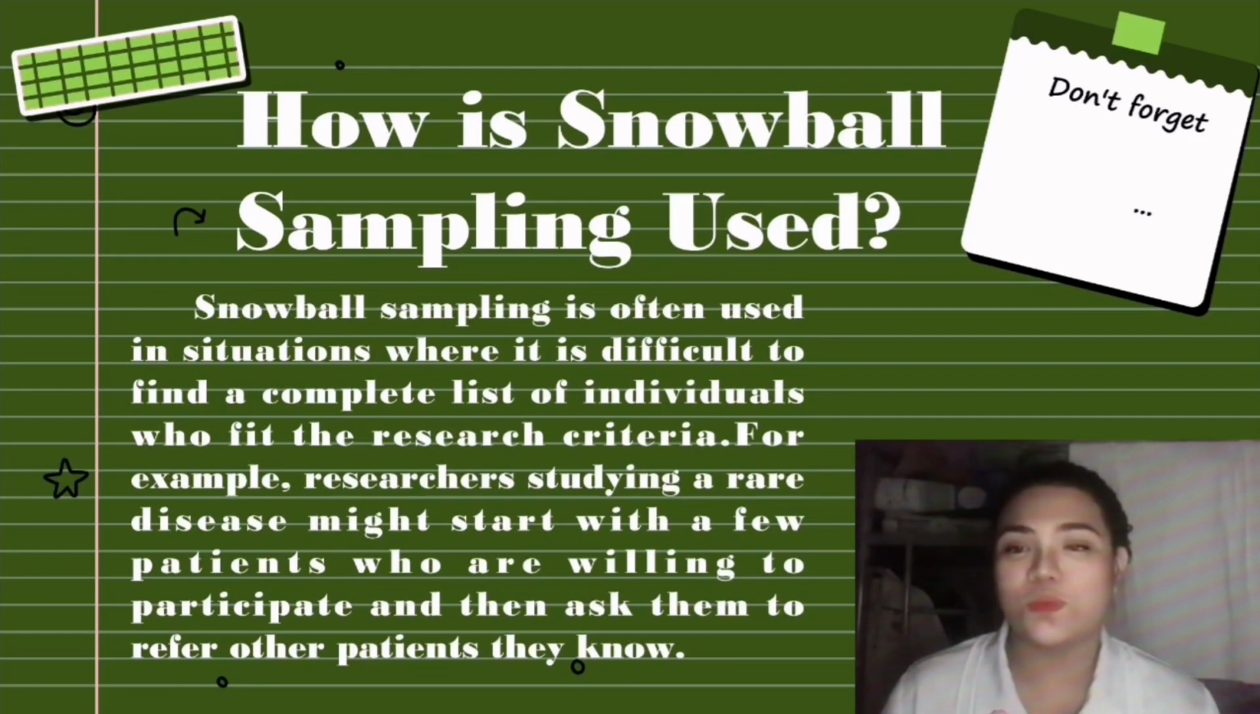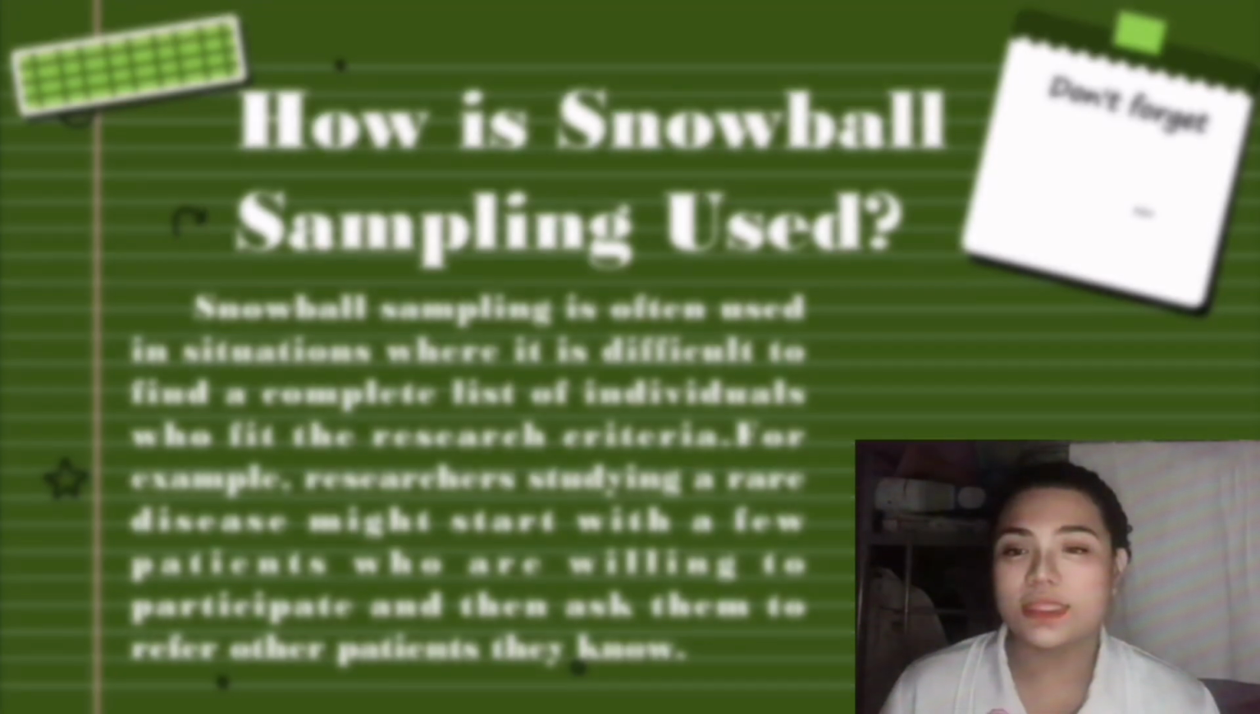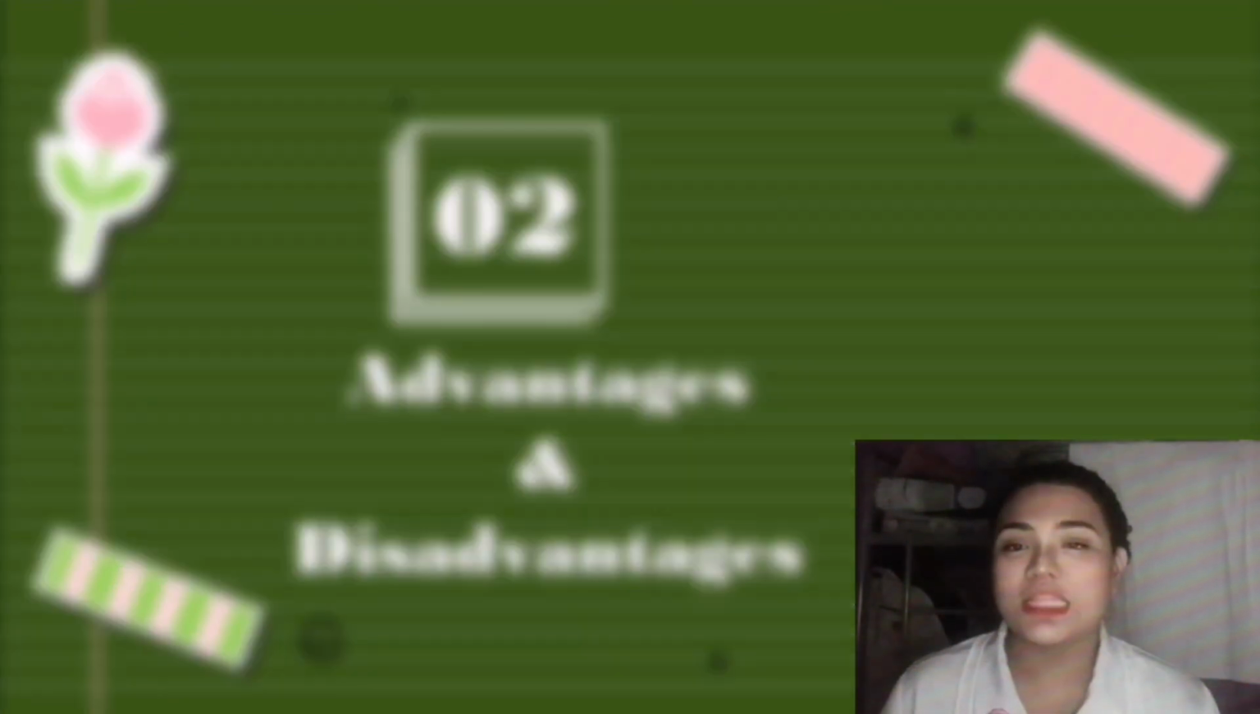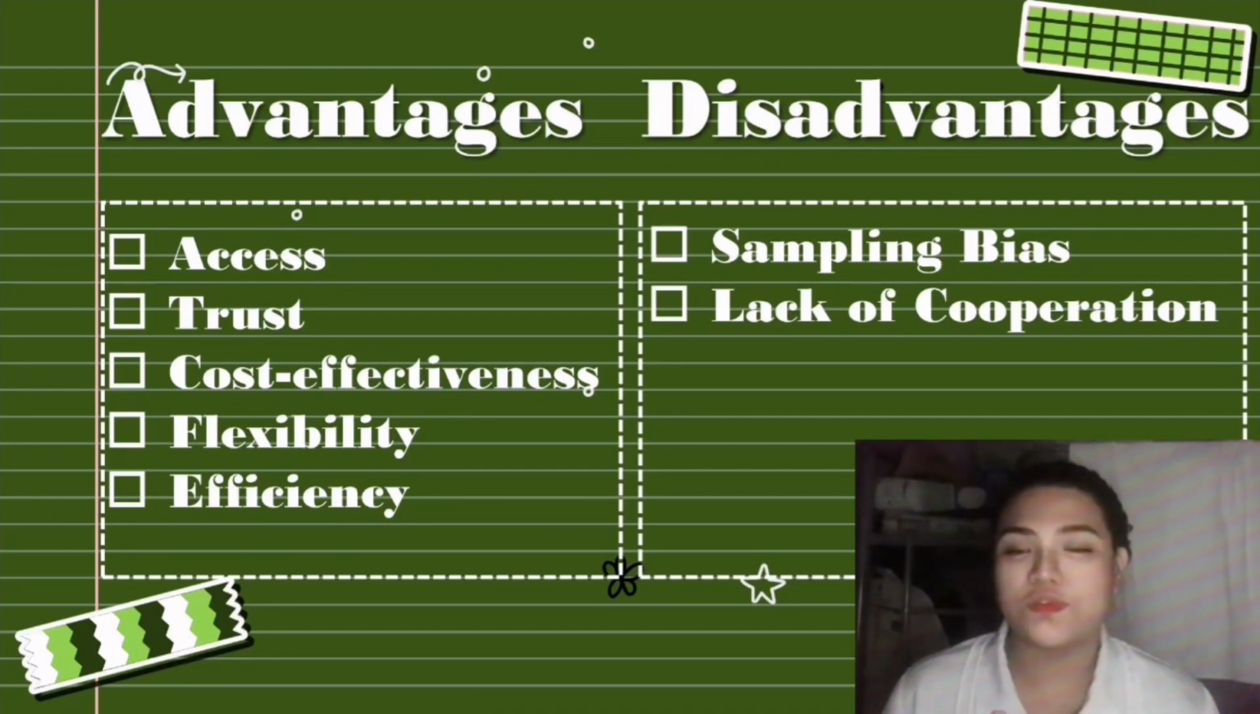We start with a few willing participants, building trust and leveraging their networks to reach others. Now, let us move on to the advantages and disadvantages of snowball sampling. Let's look at the key advantages. First, access. Snowball sampling grants access to populations otherwise difficult to reach.